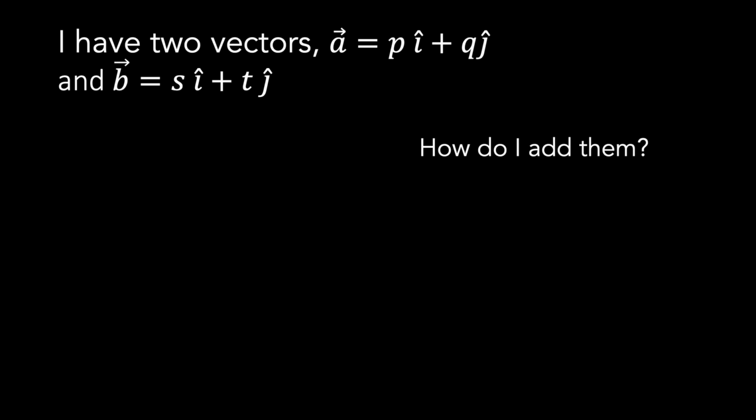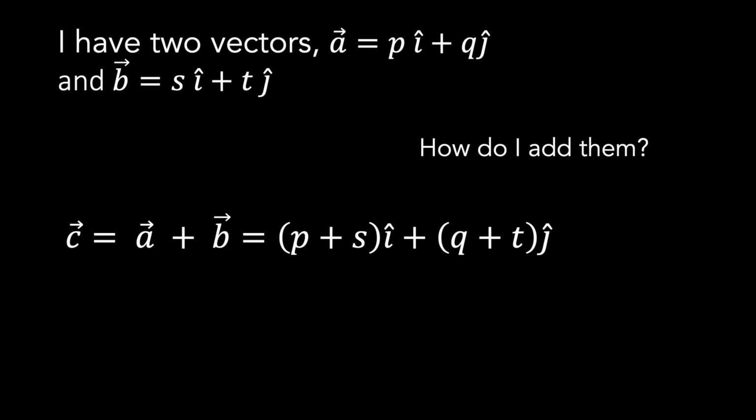Very quickly, let's talk about how to do a little bit of vector math. First, let's imagine I have two vectors, we'll call them a and b, which have those values, and I want to add them together. Well, this is easy. I just add together their components. My new vector c is the sum by components. So my new vector c's i hat component is p plus s, and my new vector c's j hat component is q plus t. Easy peasy.